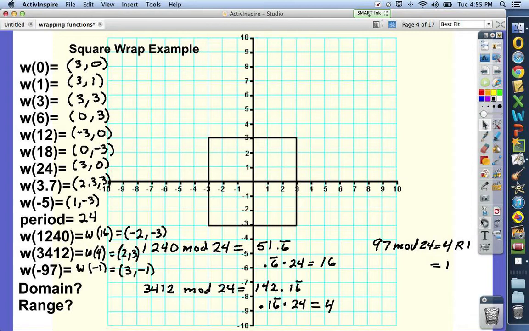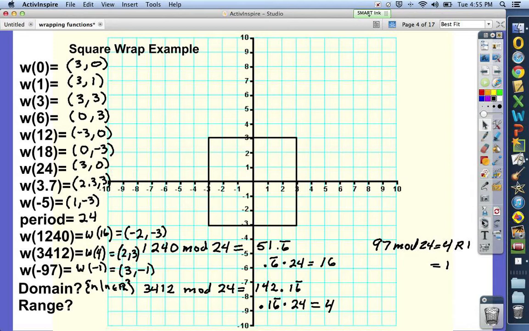The next question asks for the domain. The domain of a wrapping function is always going to be the same answer. If you think back to the notation from the last page we were on, the input values were always n. We do wrap of n. So in this case, the domain is always going to be n, such that n is an element of the real numbers, because we can wrap any positive or any negative length around the figure.